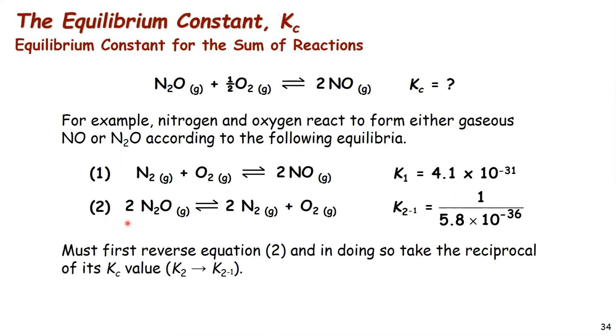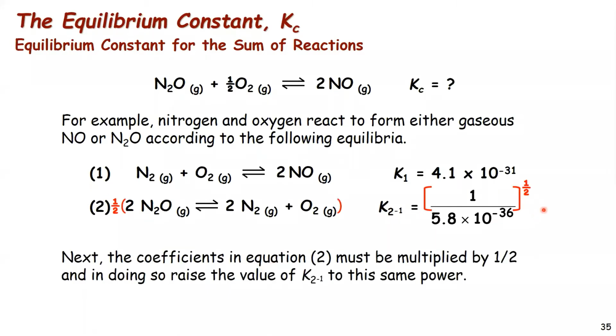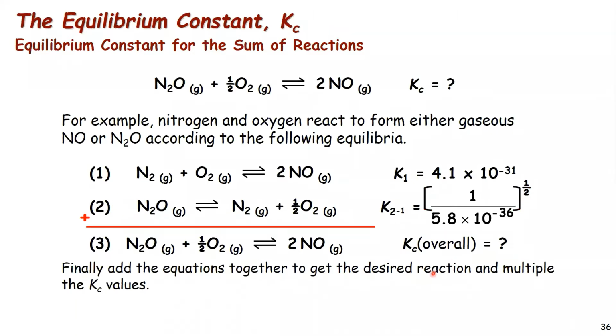But again, I only need 1, and there's 2. So I'm going to multiply each coefficient by 1/2. And when I do that, I've got to raise this entire thing to the 1/2. Okay? So whatever I multiply the coefficients by, I've got to raise the equilibrium constant to that same value. So now I can just add them together.